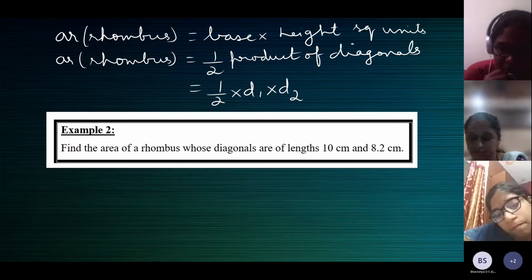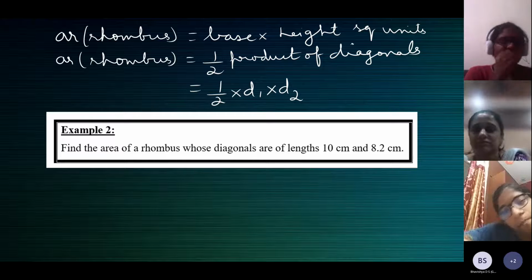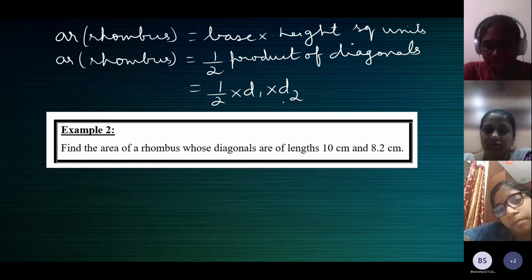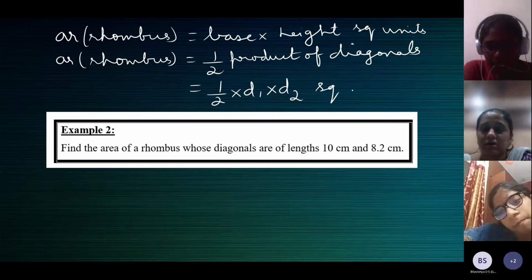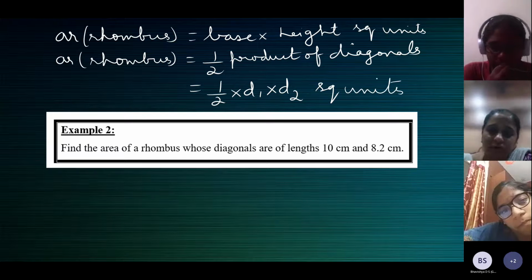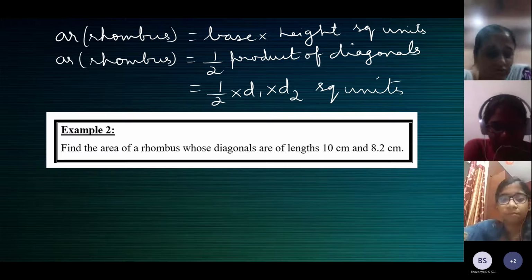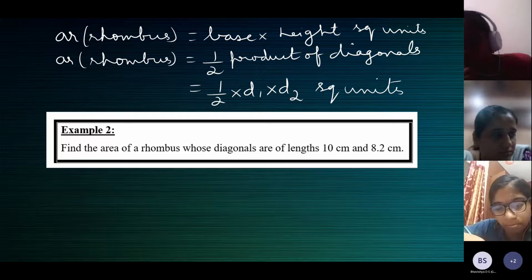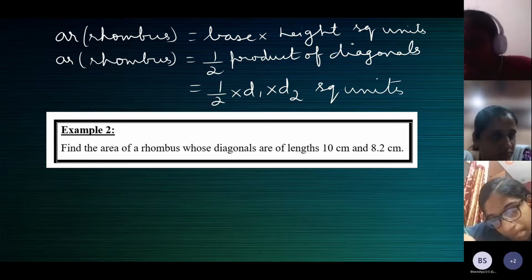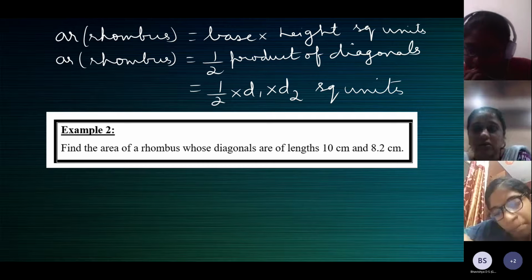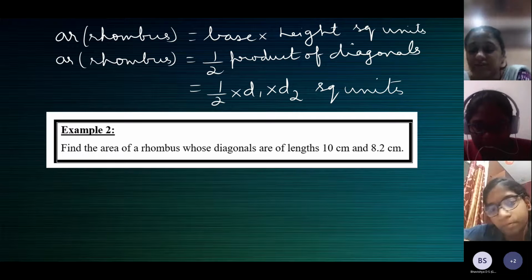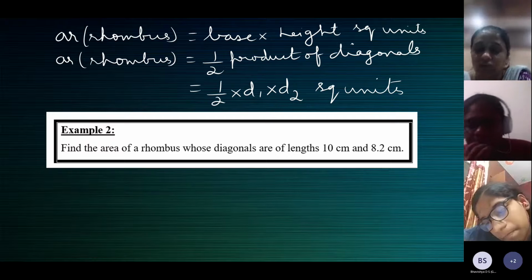D1 plus or into? Yes, Nandana? Nandana, you're very soft. Louder. Is it D1 into D2 or D1 plus D2? No, darling, it's not half sum of the diagonals. It is half product of the diagonals. Half into D1 into D2.